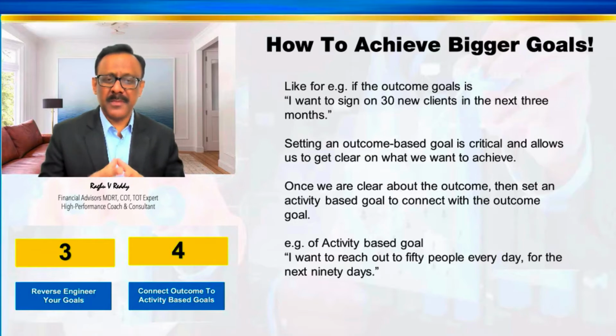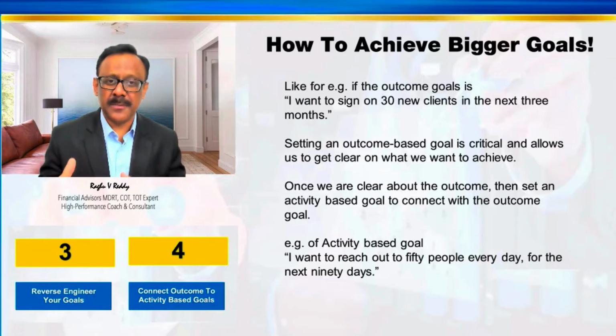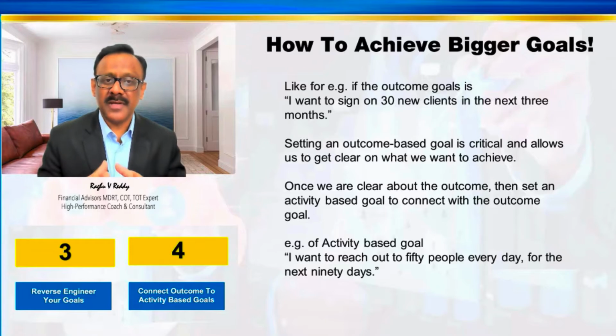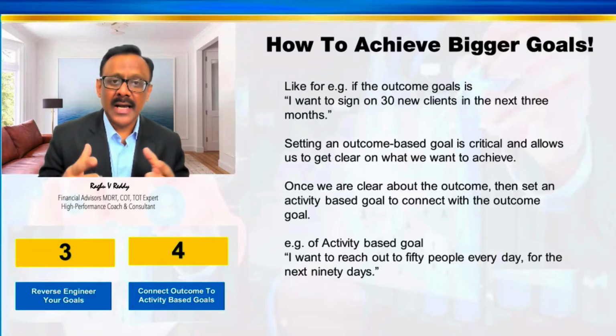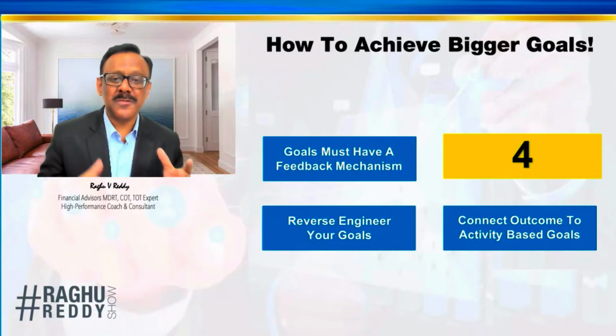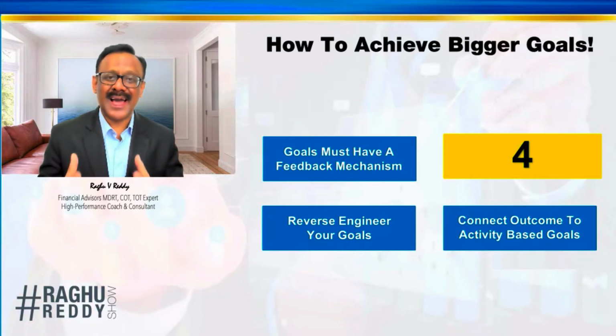And this is one of the biggest mistakes that most financial advisors make. Even though there is an outcome goal, and even though advisors have broken it down into monthly goals, most of the advisors fail to set up an activity-based goal that will help the advisor to reach that outcome. And that brings us to the third step. Here we must make sure that the goals must have a feedback mechanism.